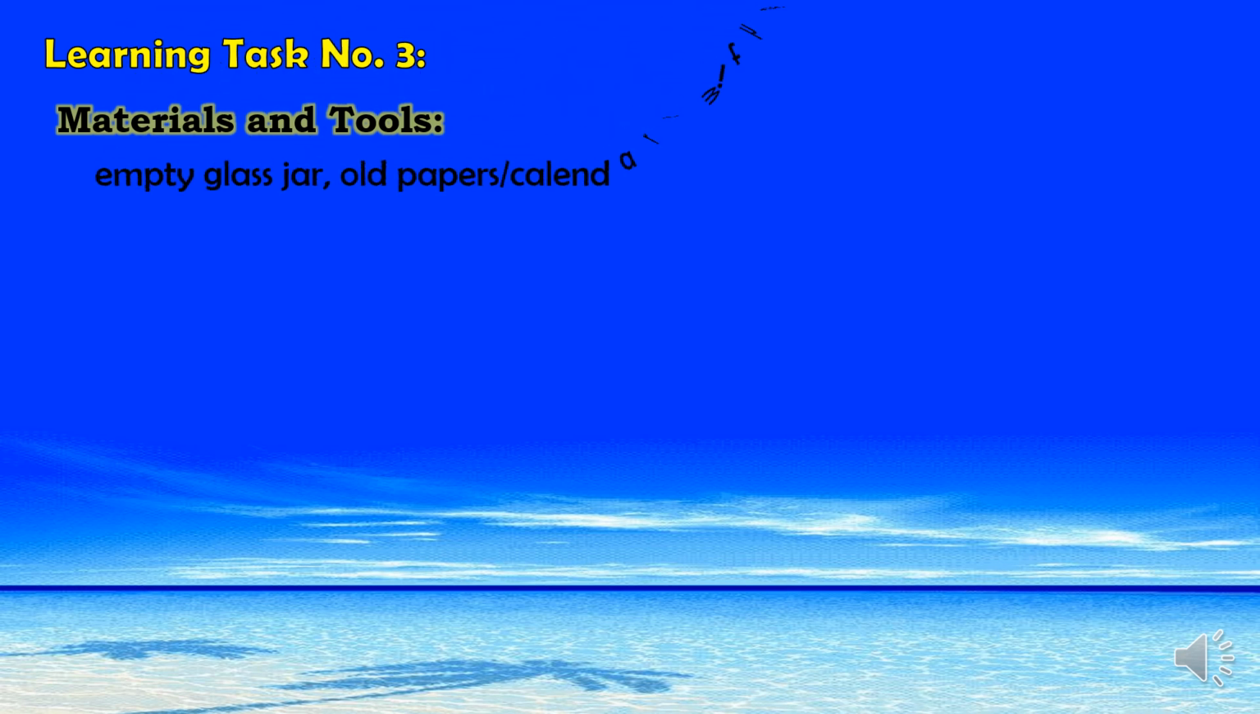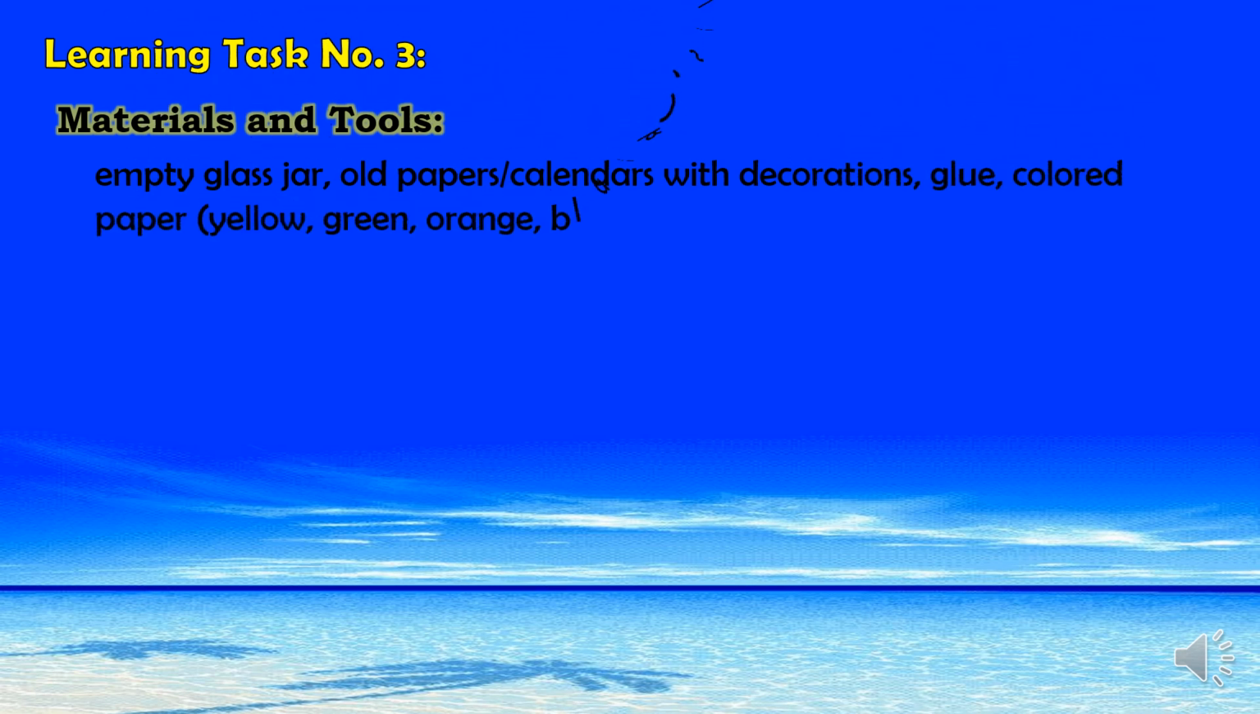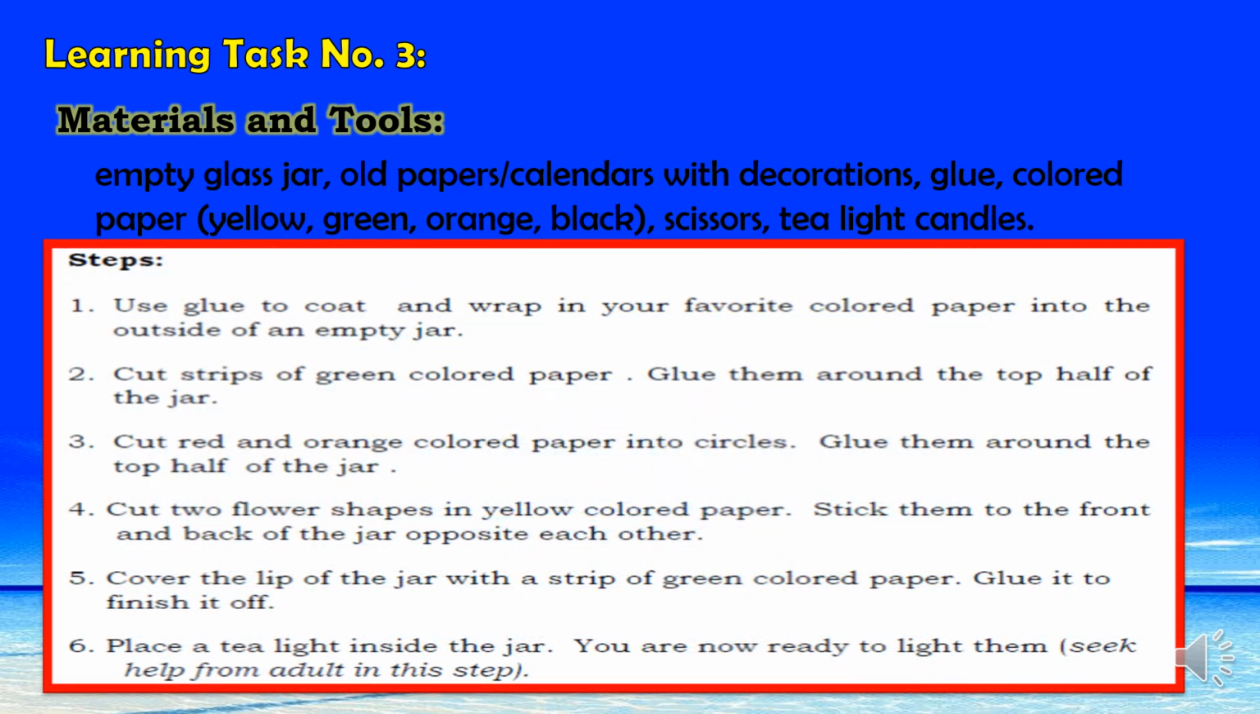And for learning task number three, this is another recyclable materials activity. The materials and tools that you will be needing: empty glass jar, old papers or calendars with decorations, glue, colored paper. It can be yellow, green, orange, black, scissors, tea light candles. And for the steps, first, use glue to coat and wrap your favorite colored paper onto the outside of an empty jar. Number two, cut strips of green colored paper, glue them around the top half of the jar.